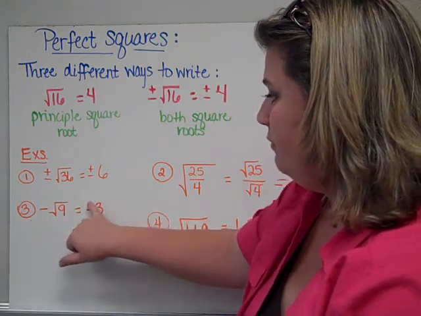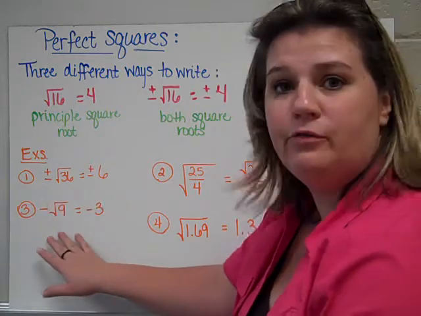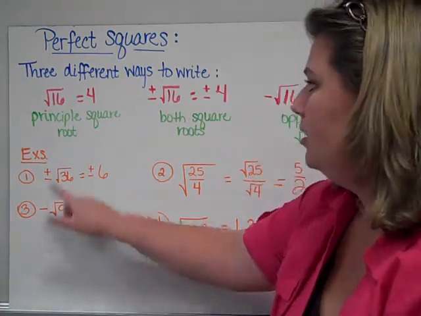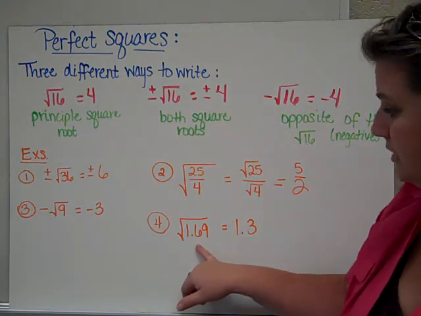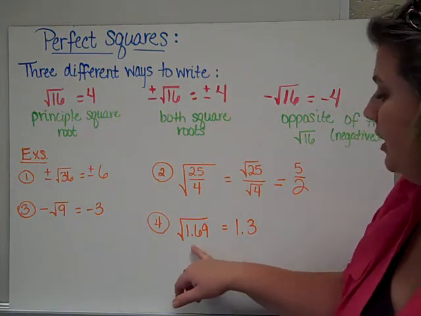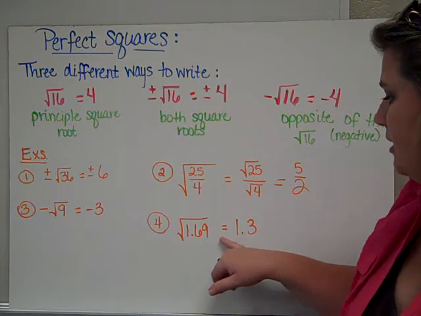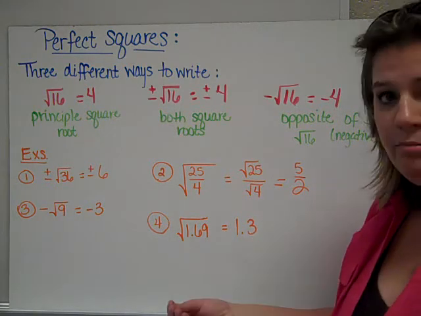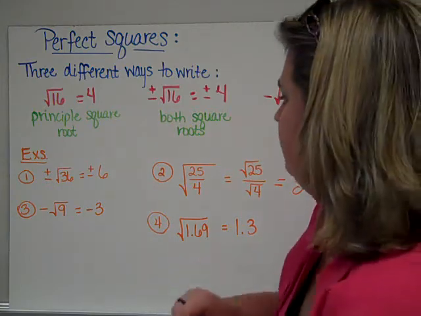Next, we have the negative square root of 9. Remember, the negative would come with it, and the square root of 9 would be 3. So this is the negative form, the opposite form of our principal square root. Here, you can also have decimals: the square root of 1.69 equals 1.3, because 1.3 times 1.3 is 1.69.